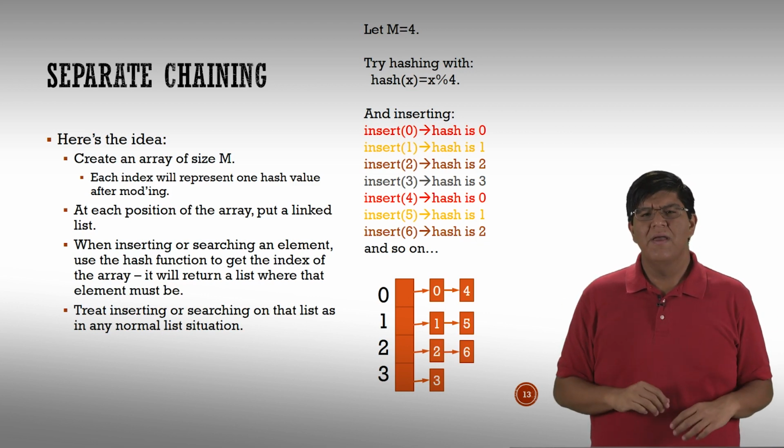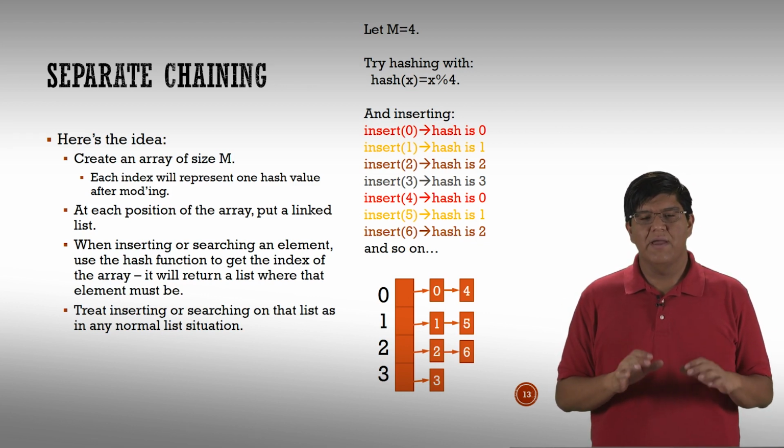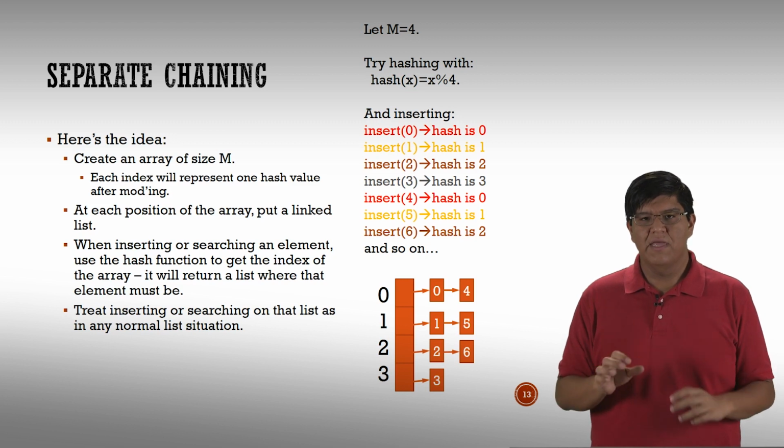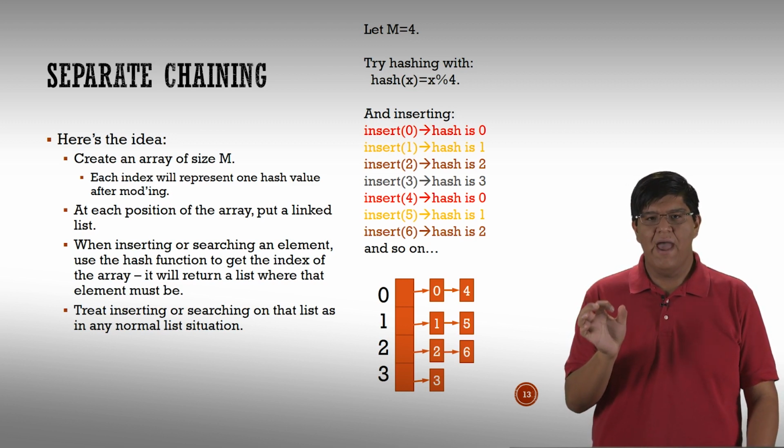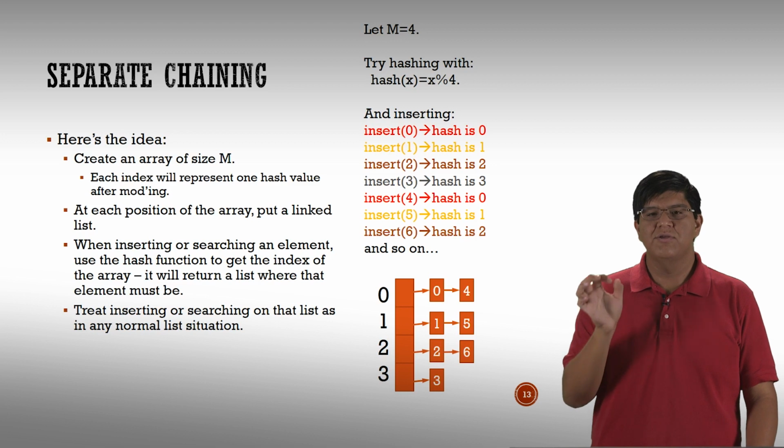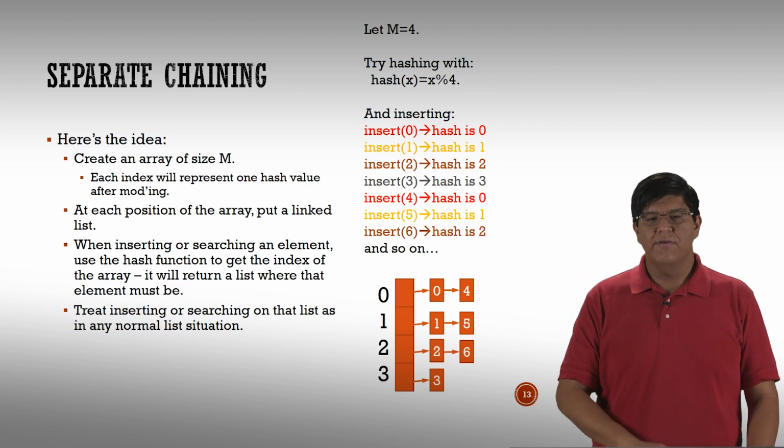So it's actually not that bad. Again, the idea is that I'm going to have an array of linked lists, and those linked lists hold everything that hashed and modulused to that particular value. So let's take a look at the right-hand side.